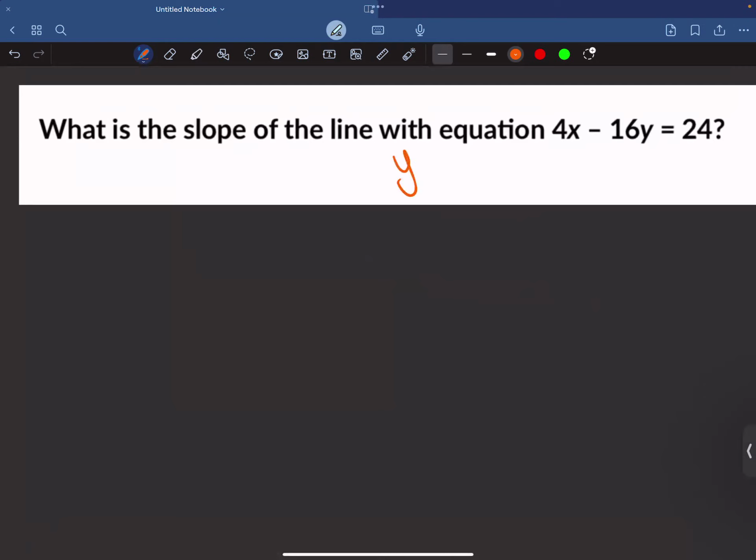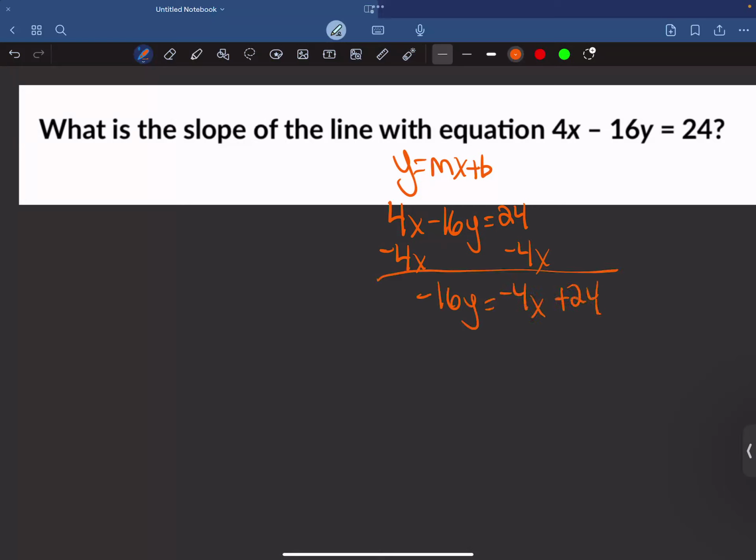Again, we need y equals mx plus b. You are going to have 4x plus 16y equals 24. So I'm going to subtract 4x from both sides. I'm left with negative 16y equals negative 4x plus 24. I need a positive y. So I'm going to divide by negative 16 and divide by negative 16.